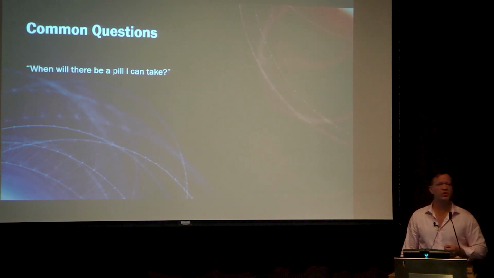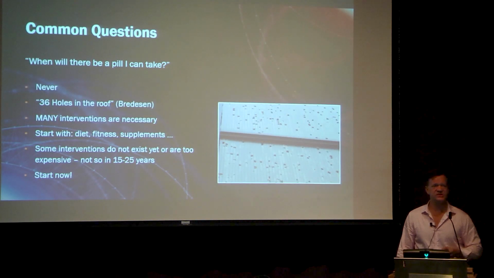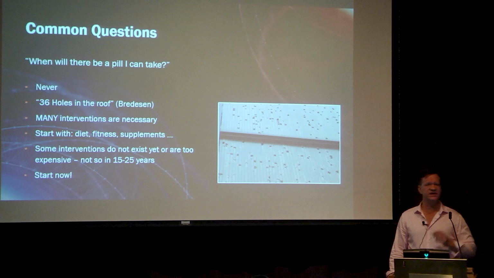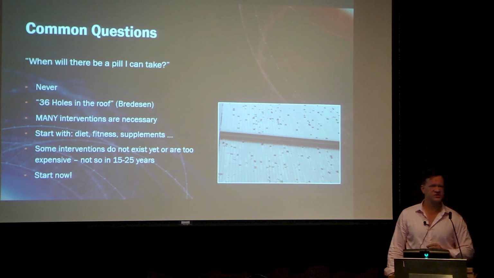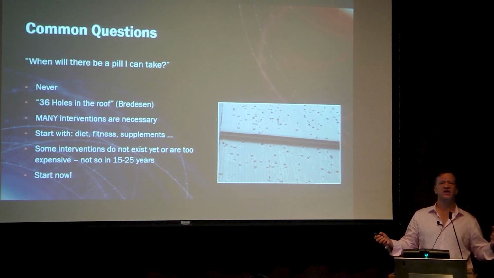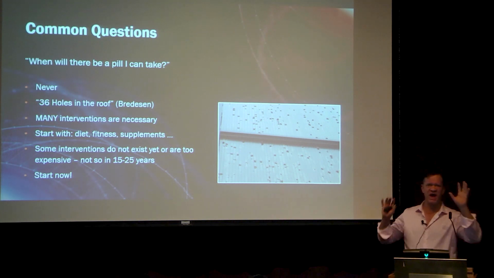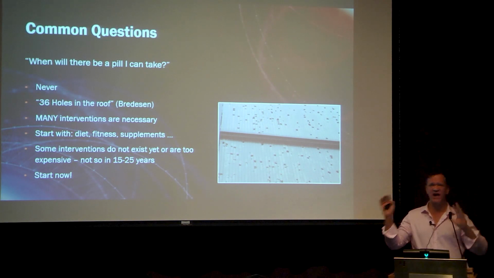Another question is, when will there be a pill I can take? And of course, the answer is never. Dr. Dale Bredesen has written a book called The End of Alzheimer's. And he has an awesome metaphor for Alzheimer's disease, as well as other forms of cognitive decline. And he describes it as 36 holes in the roof, right? You've got this roof, it's got 36 holes. If you only patch one or two of them, it's not going to make any difference. You have to try to patch all of them.